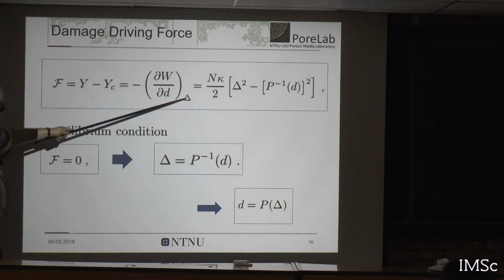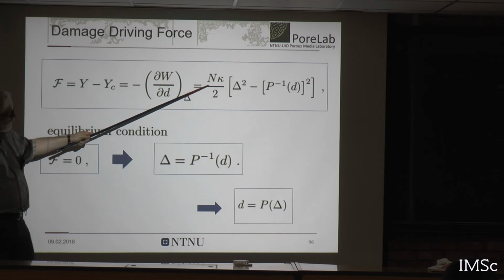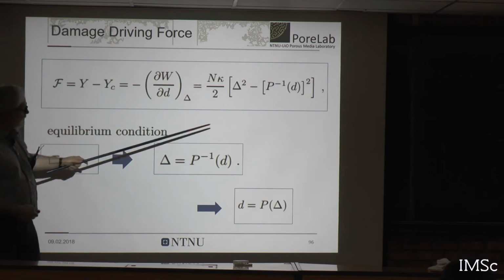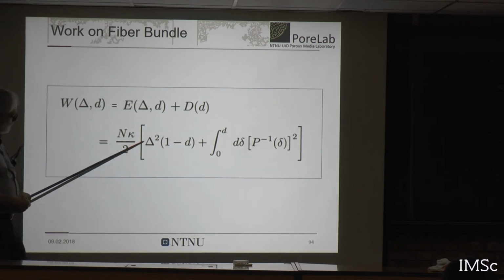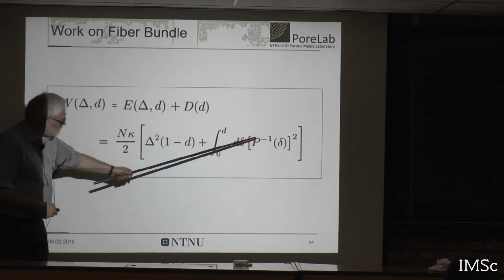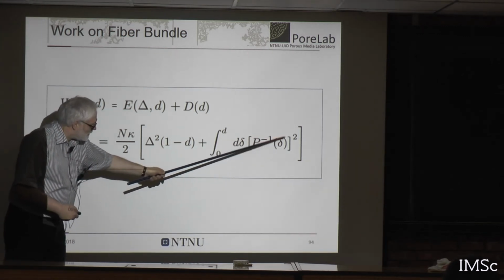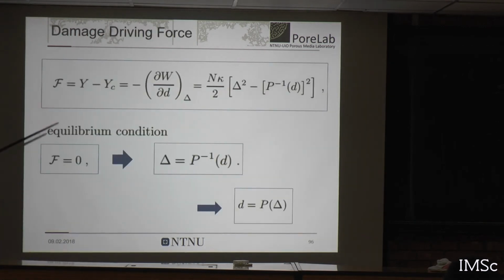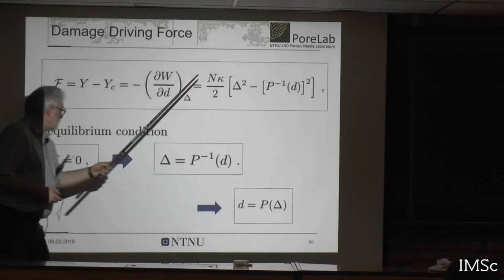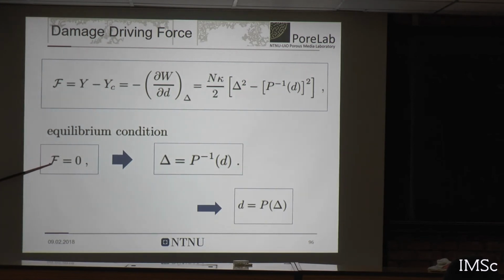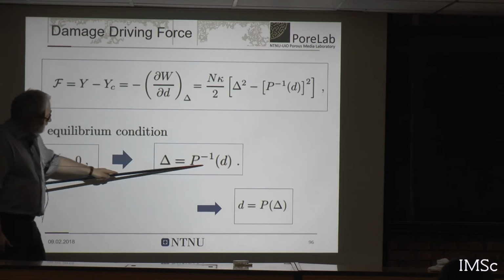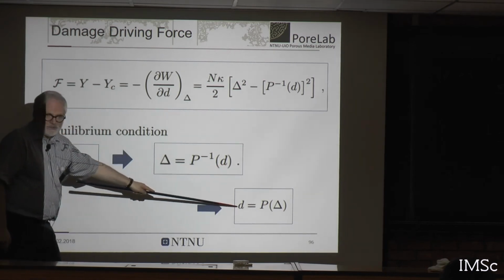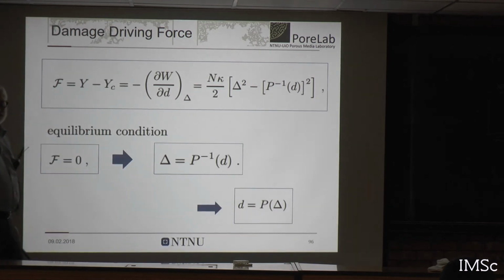So the total driving force here is then Y minus YC, which is this quantity here. I just take the derivative of this with respect to d, so I get a minus sign here, and this is gone, and then this becomes just P to the minus 1 of d squared. So I have this one. The equilibrium condition is that the driving force is 0. So I set this equal to 0, and we see that the solution here is this, or inverted, this.